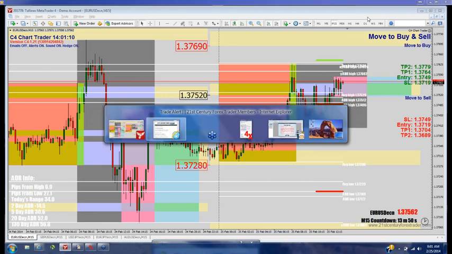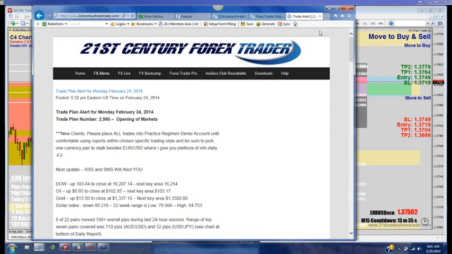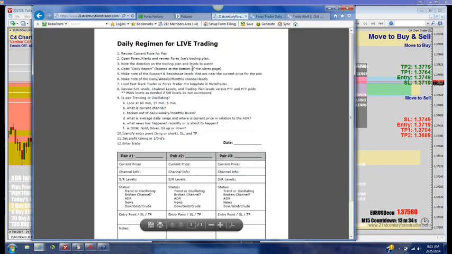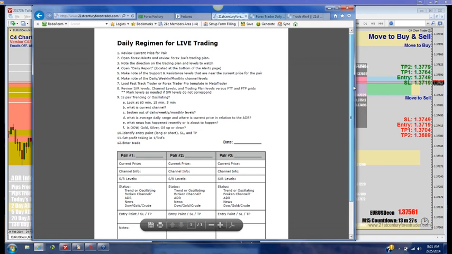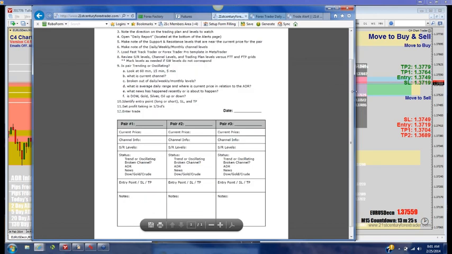We also need to have a copy of our, here it is, our daily regimen for live trading open. This is what we'll be following along. This is the checklist that we'll be using as we enter the market. Checklist gives us a standardized approach to exactly how we enter the market every day. Consistency is key.